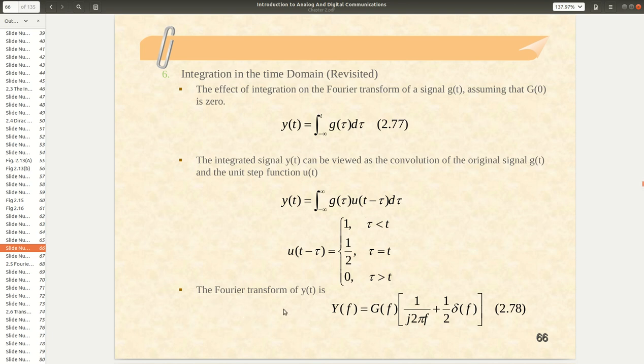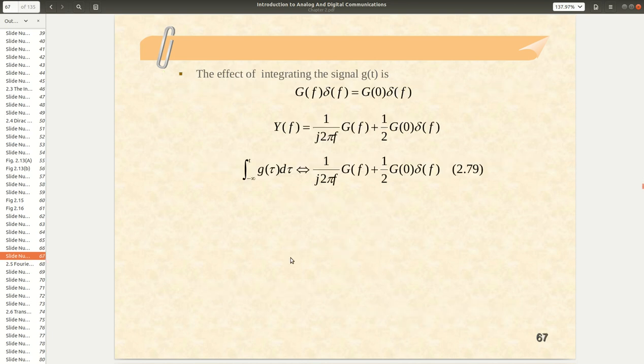So you take the Fourier transform of any g of t as G of f in the Fourier transform, multiplied by the Fourier transform of u of t. So the effect of integration is that you just multiply by delta, which gives you the value of G of f at zero only, because the delta function only has a value at zero and nothing else. So everything multiplied by zero is zero.